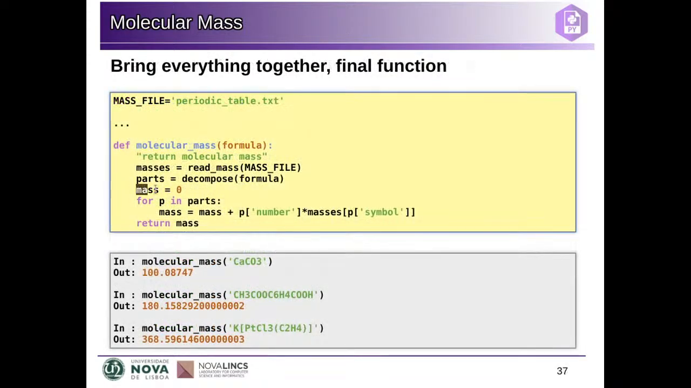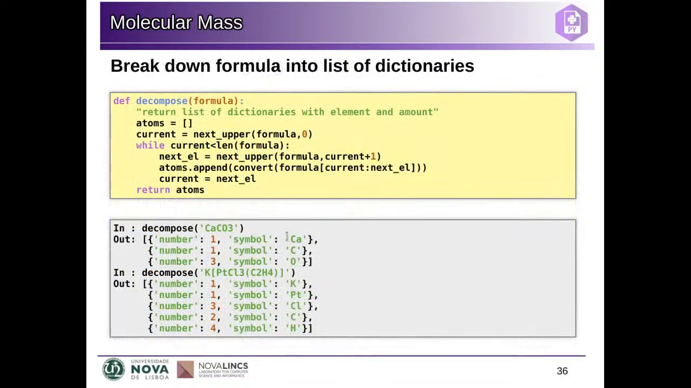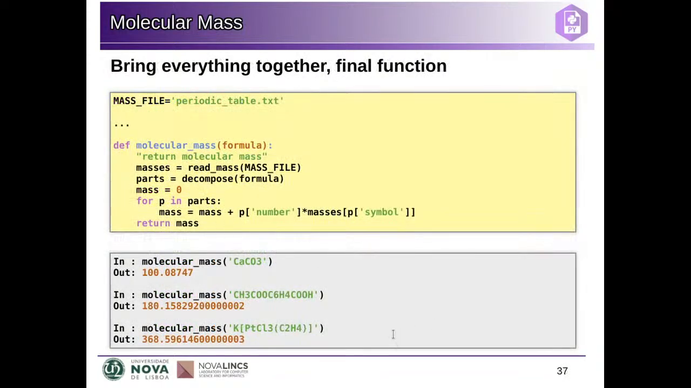And now we just start with the mass at 0, and we add the mass for all the different elements. So we get from the dictionary the element of that symbol, and we multiply that by the number of times the element occurs. So for example, in this case, the mass for calcium will be multiplied by 1, the mass for oxygen would be multiplied by 3, and so on. So we just add everything together and return the mass. And this is how then the function works. We can test with different formulas and check if the mass is correct.